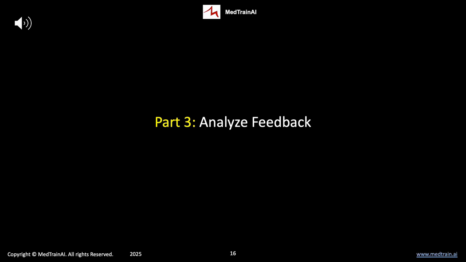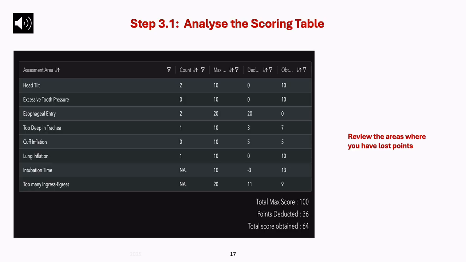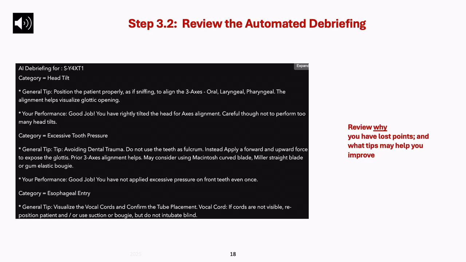Part 3. Here we would analyze the feedback and interpret the results. Part 3, Step 3.1. We analyze the scoring table. We review the areas where the points have been lost. Step 3.2. Review the automated debriefing. We review why the points have been lost and what tips may help improve.